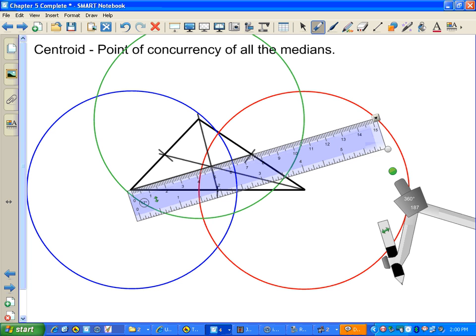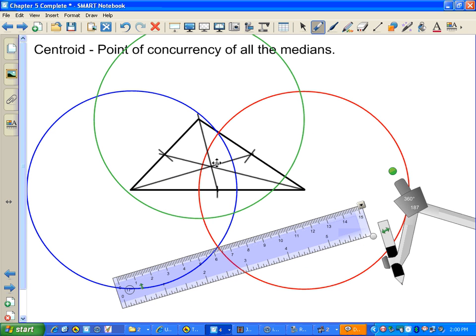Okay, and they're all concurrent. They're all meeting in one point. So that right there is my centroid, right where they all meet. This is a construction that's in your packet as well. And if I were to cut this out, I could balance this triangle right on that point.